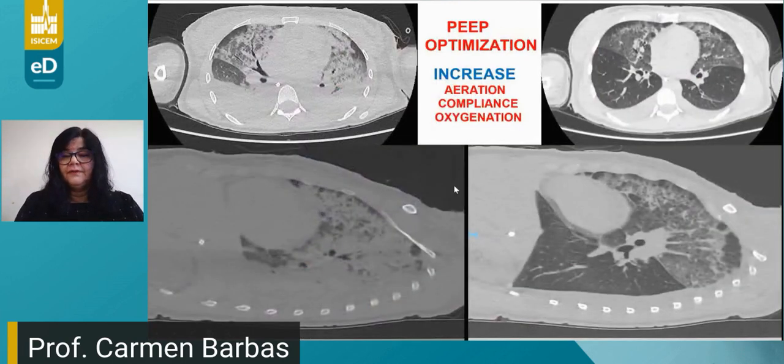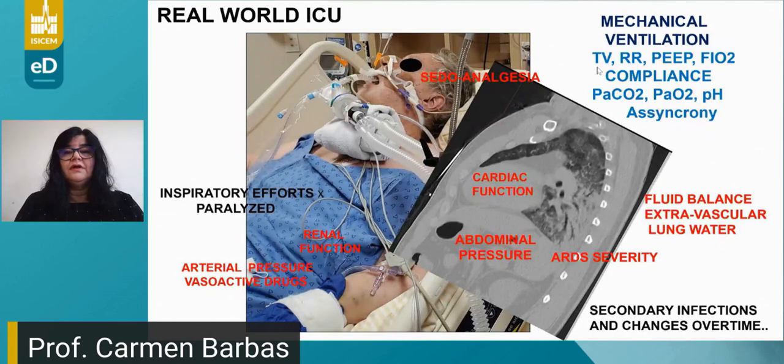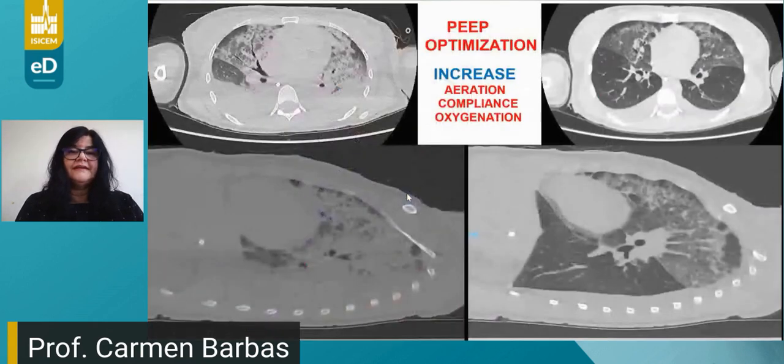So during mechanical ventilation, you have to characterize the patient: a low tidal volume, an adequate respiratory rate, the PEEP titration that we are going to see, and the gas exchange, and avoid asynchrony. And you have secondary infection and change of the situation over time.